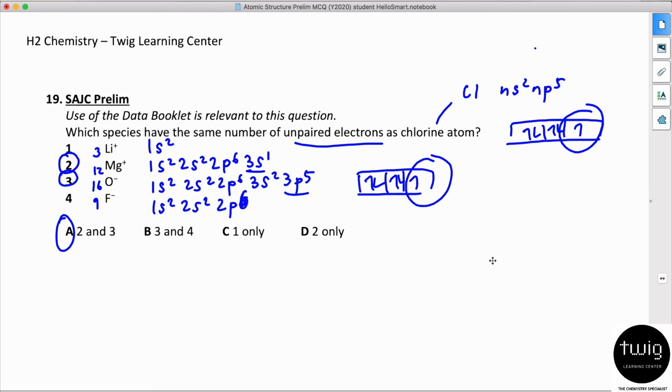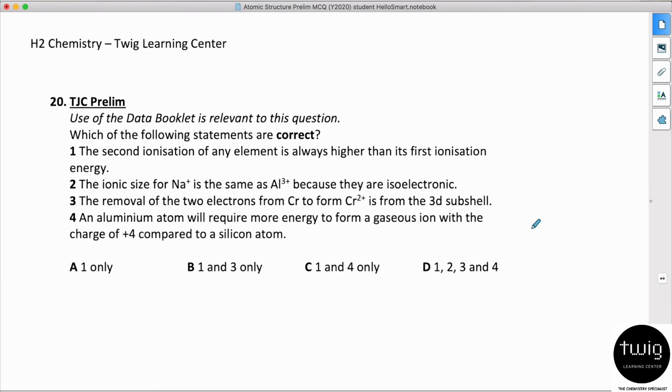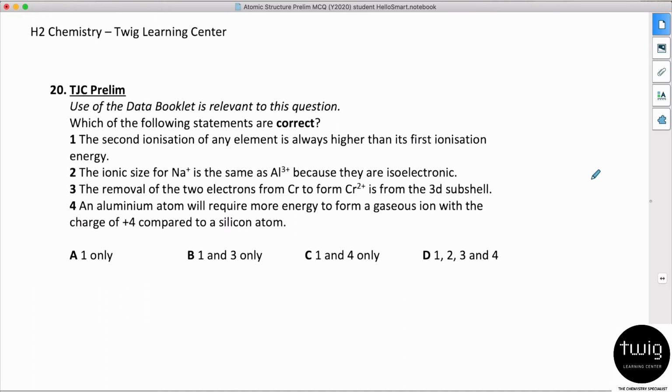Okay, let's look at the next one. Question 20. The second IE for any element is always higher than the first IE. They say which of the following is correct. So from X gas to X2+ gas. As you keep removing electrons from a certain element, it becomes more and more positively charged. Once it becomes more positively charged, it's more difficult to remove the electron. So the second IE definitely will be higher than the first IE. So this is definitely correct, true.